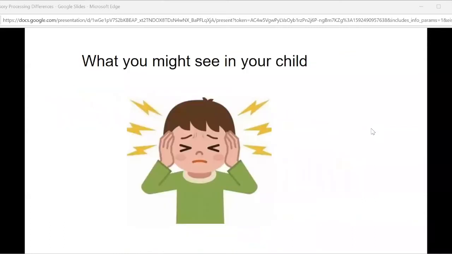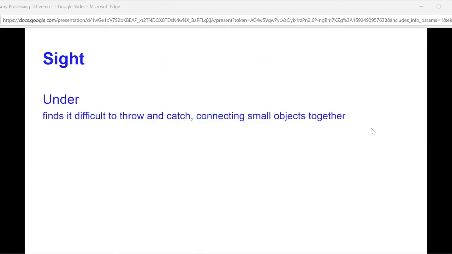So what kind of things might you see in your child? We're going to run through each of those 8 senses now. Sight: if they're undersensitive to sight, they might find it difficult to throw and catch, so they're not getting that feedback as the object's coming towards them, and also connecting small objects together. You might look at that and think perhaps it's fine motor, but it might be worth looking to see, are they undersensitive to sight because they're not making those connections.